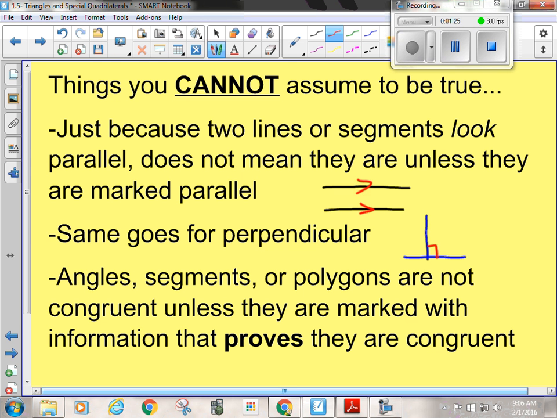Angles, segments, and polygons are not congruent unless they're marked with enough information that proves that they are congruent. So again, if we're talking about line segments, we're looking for things like those marks. If we're talking about angles, we're looking for marks like this or this. Those are going to imply that they're congruent. If we're talking about polygons, maybe triangle ABC and triangle FGH, the only way that we can say for sure they're congruent is if they're marked congruent with the congruent symbol. Okay, and this goes for the rest of the book.